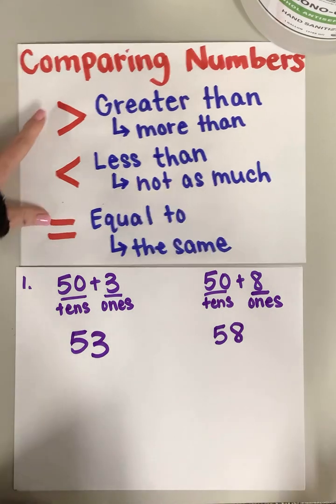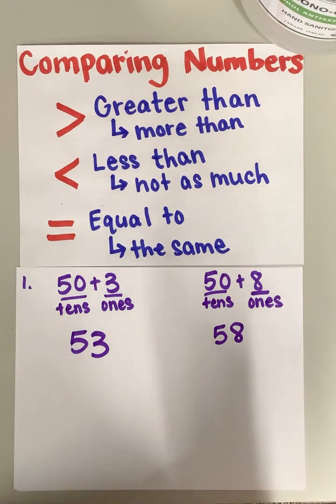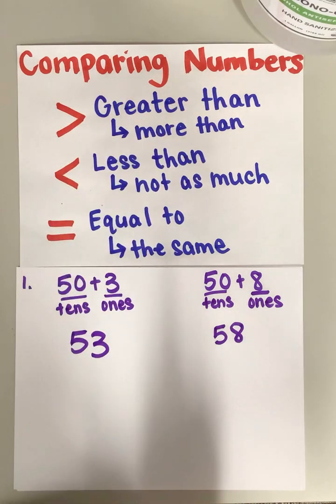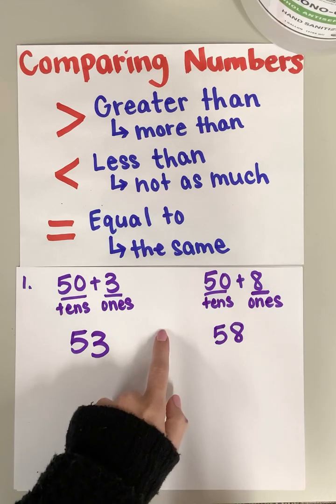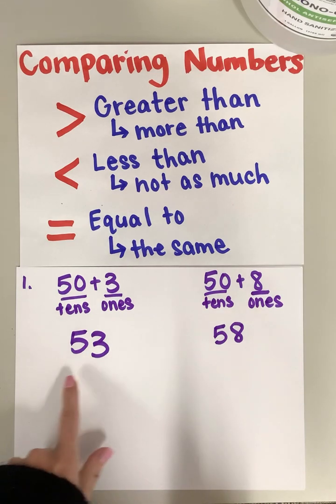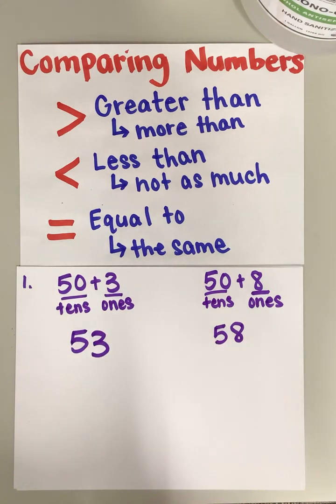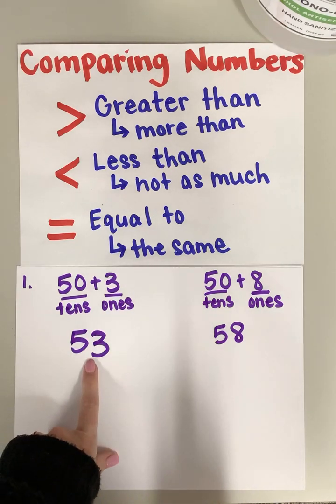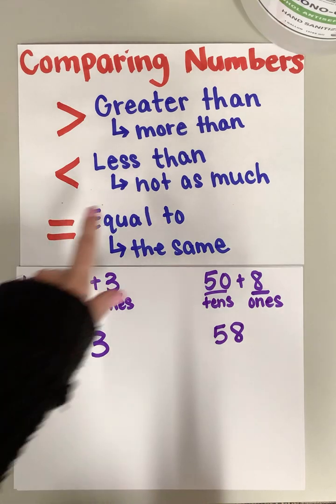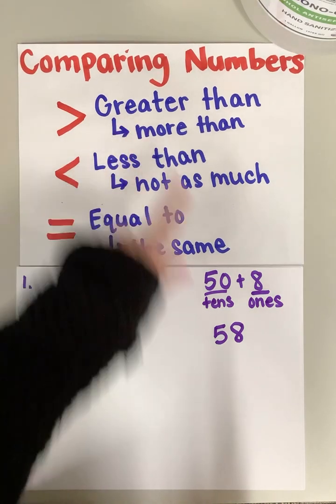Now I can use my 3 signs to compare these two numbers. Which comparing number sign needs to go here? 53 is not equal to 58. That's not the same. 53, is it less than or greater than 58?